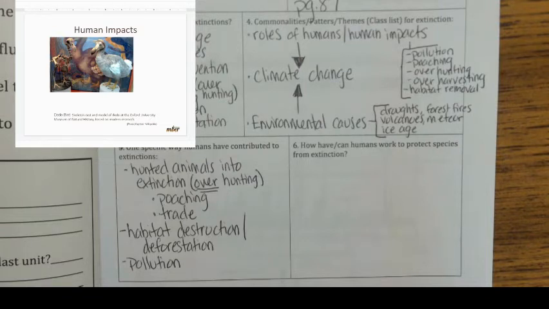One account states its clutch, or its eggs, consisted of one single egg, and it is presumed that the dodo became flightless because of the ready availability of abundant food sources and a relative absence of predators on Mauritius.